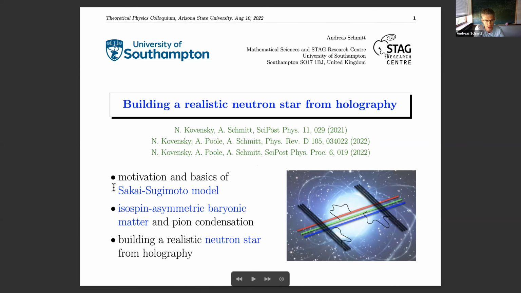So what I'm going to do is I will start with a little motivation and some basics of this holographic model, which is the so-called Sakai-Sugimoto model. As I said, I will keep it very light, try to explain it in terms of pictures, basically. Then I will talk about the more theoretical applications, how to introduce isospin asymmetric baryonic matter, which is not as trivial as you may be used to from ordinary field theoretical models, and also how to couple it to pion condensation and look at some phase diagrams. And finally, I want to talk about the neutron star applications.